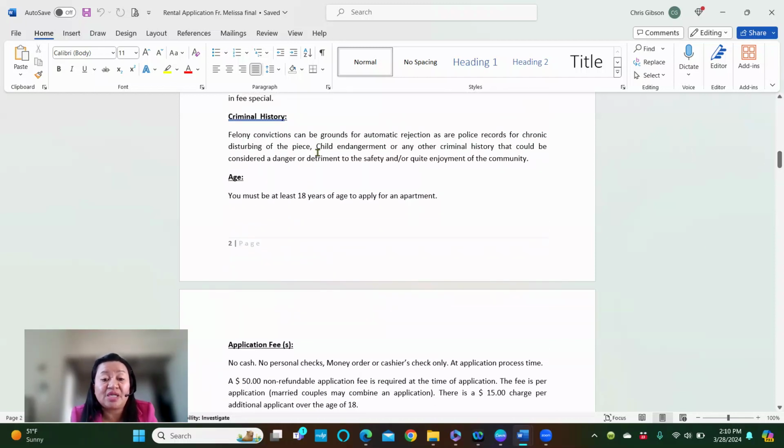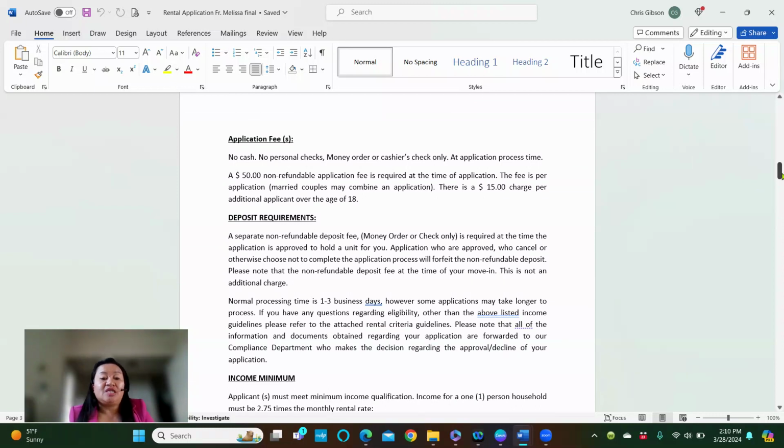So also the criminal history. A felony conviction can be grounds for automatic rejection, as can a police record for chronic disturbing of the peace, child endangerment, or any other criminal history that could be considered a danger or detriment to the safety and or quiet enjoyment of the community. So we write in here, if they don't have any criminal history, they are good to go. But if there is, no. So age: all applicants must be at least 18 years of age to apply for an apartment.